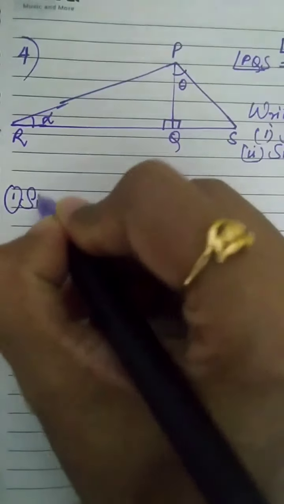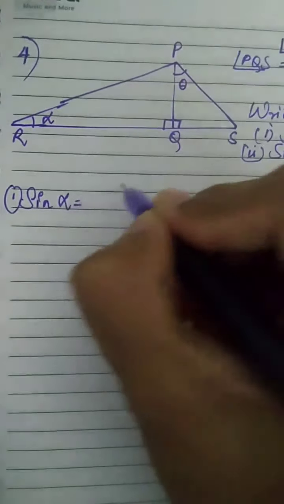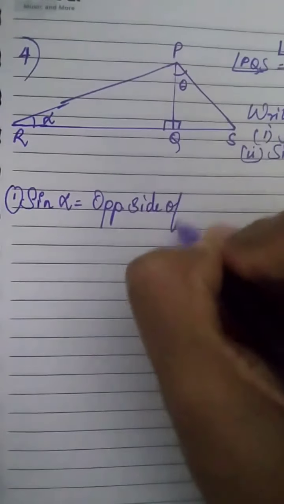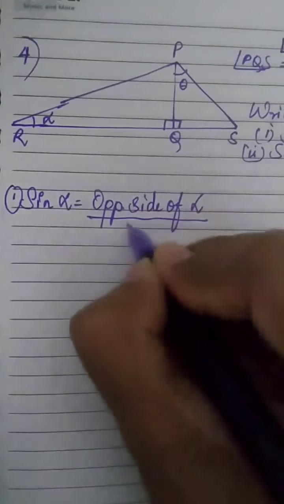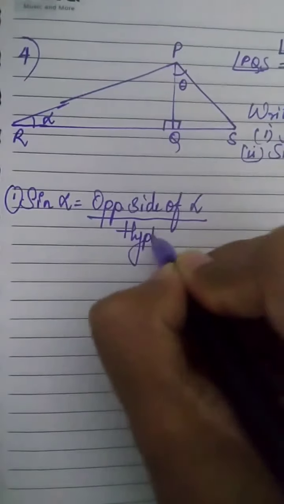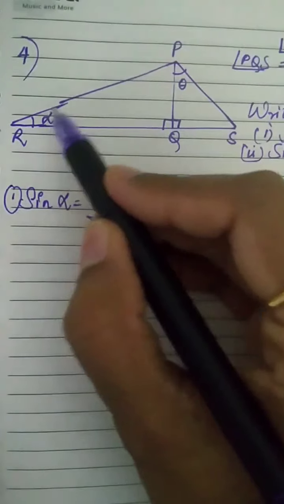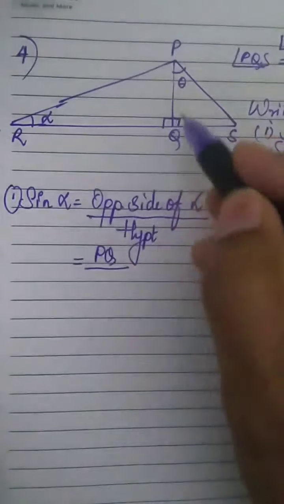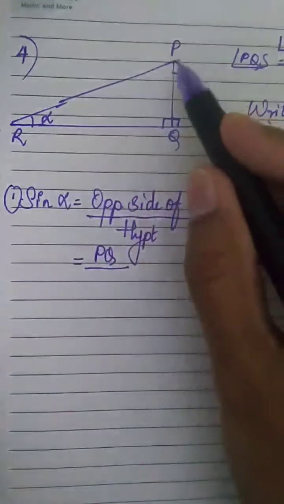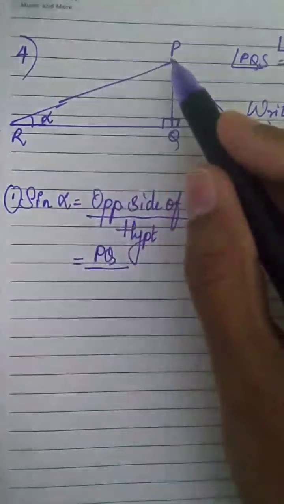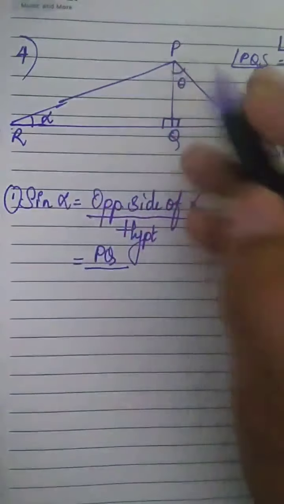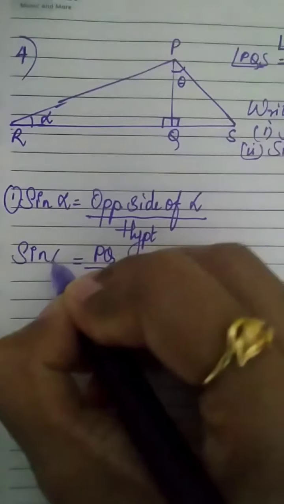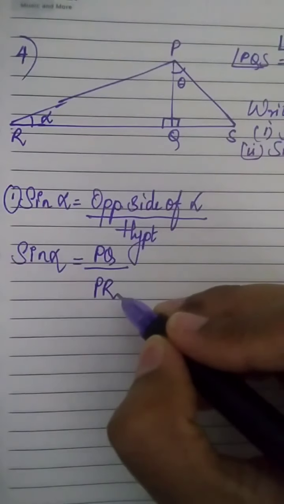First one, sine alpha is equal to opposite side of alpha upon hypotenuse. So where is alpha? Here. Alpha's opposite side is PQ. So PQ upon hypotenuse. For alpha, that is for triangle PQR, the hypotenuse will be RP or PR. PQ upon PR. So sine alpha is PQ upon PR.